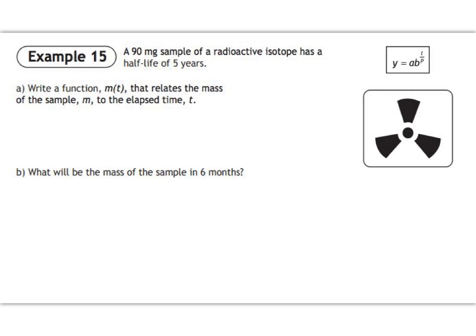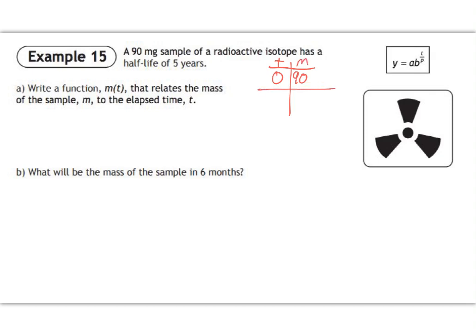Half-life is the amount of time that it takes for something to degrade so that only half of it is left. And if we've got a 90 milligram sample, so I'm going to say that at time 0, we'd have 90 milligrams. They're calling this M for mass, I think.